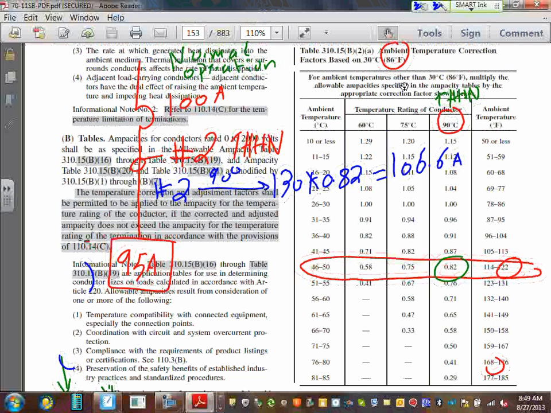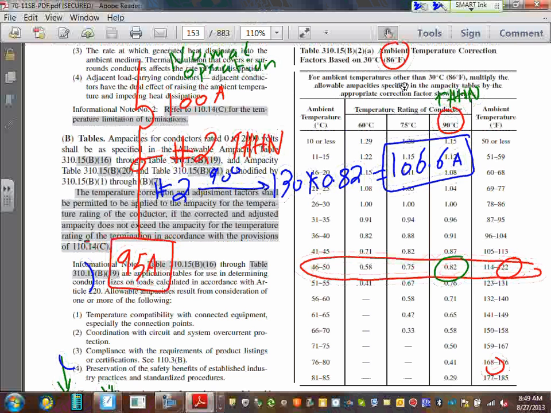106.6 amps. After I derated, my derated amps is going to be 106. Now, can this conductor carry 106 under normal operating condition? Normal operating condition is 60. No. So what do you stick with? 95. Derating is supposed to get you lower amps, not higher amps.